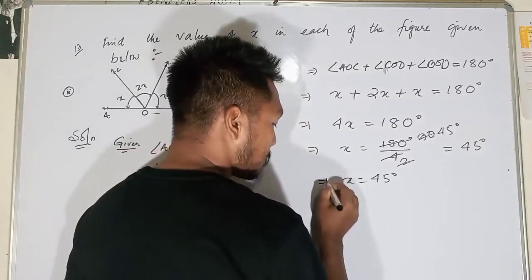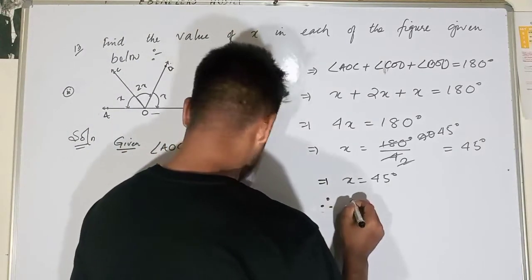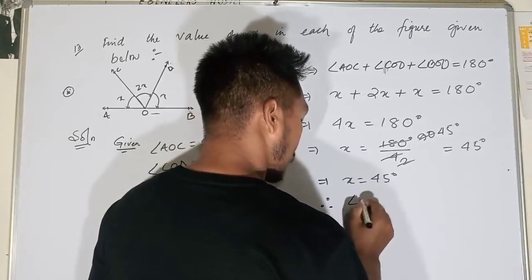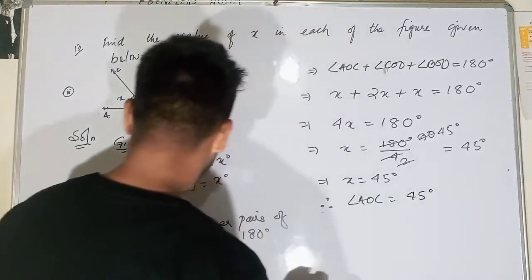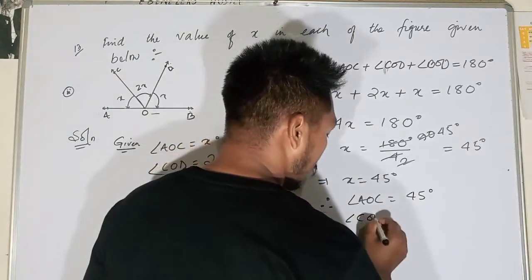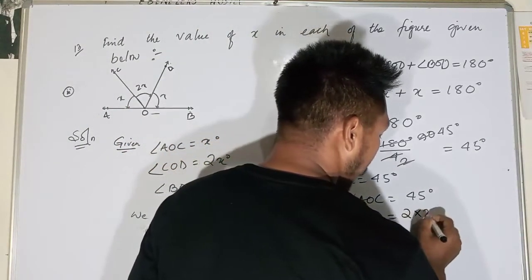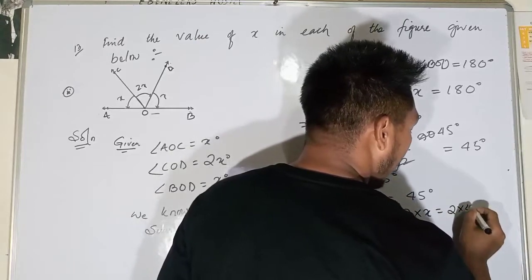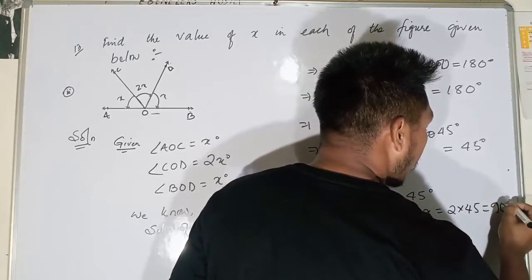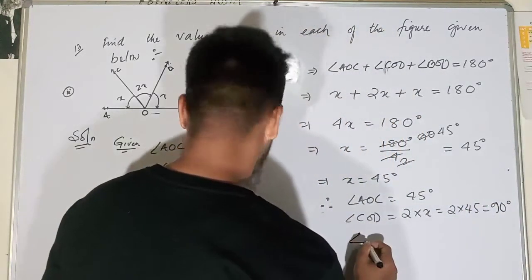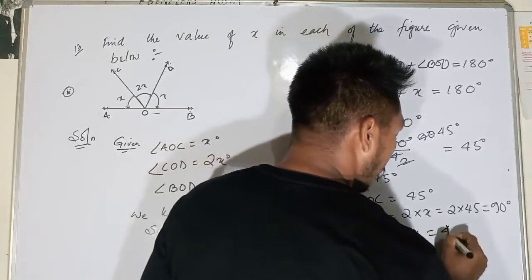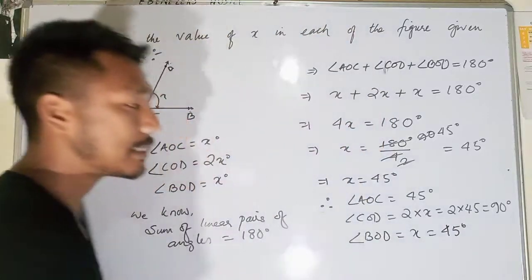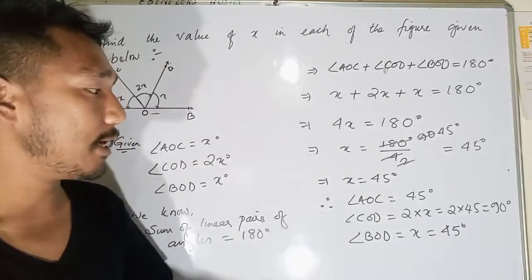Therefore, angle AOC is also equal to 45 degrees. Angle COD is equal to 2 into x, that is 2 into 45, that will be equal to 90 degrees. And angle BOD is equal to x, that is equal to 45 degrees. So these are the three angles that we are getting.